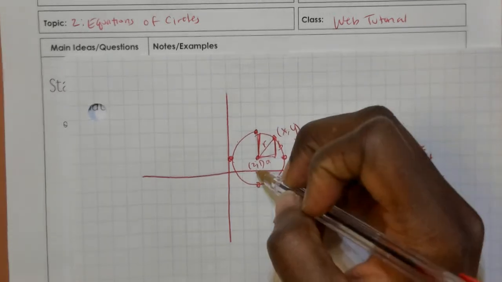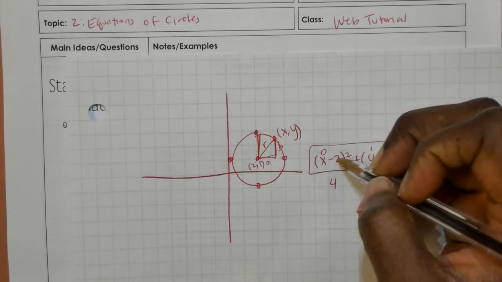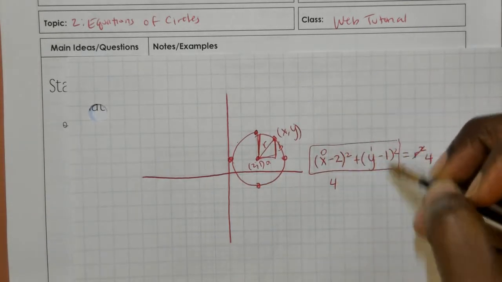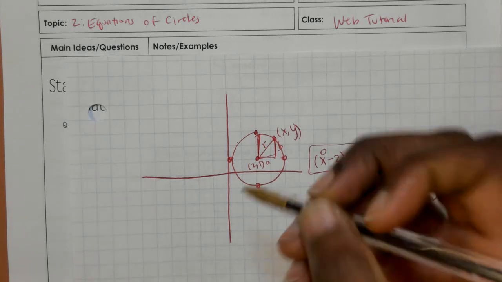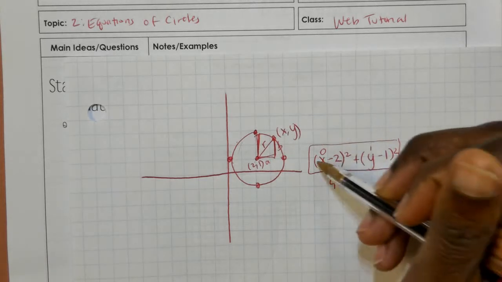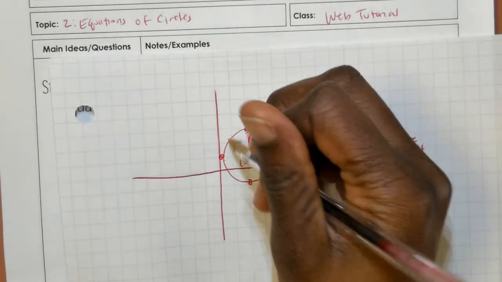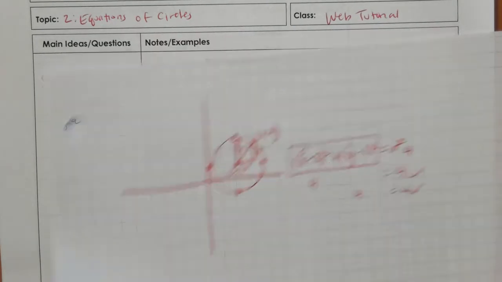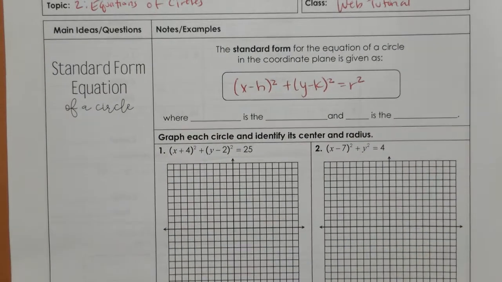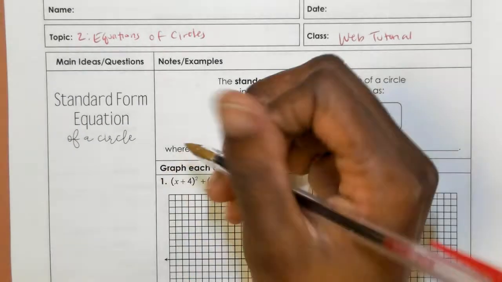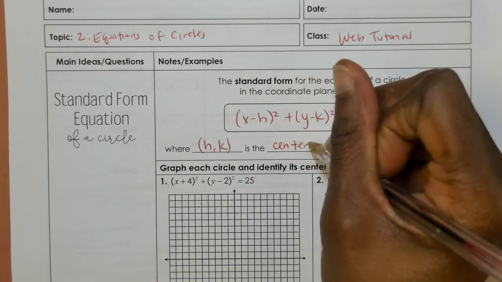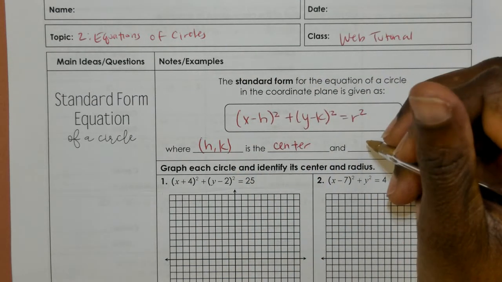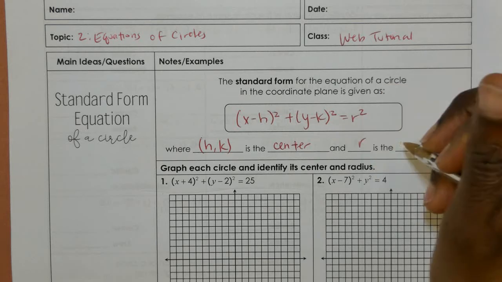If I plugged in this point, 2, negative 1, 2 minus 2 is 0. Negative 1 minus 1 would be negative 2 squared, which is 4. And that would equal 4, so that checks out. So a lot of things are satisfying the x and y. It can be anything along this circle. But that's where the equation comes from, if you care. If not, the important thing to remember is that h, k is the center of the circle. So those two letters represent the center x and center y of the circle. And r is the radius.